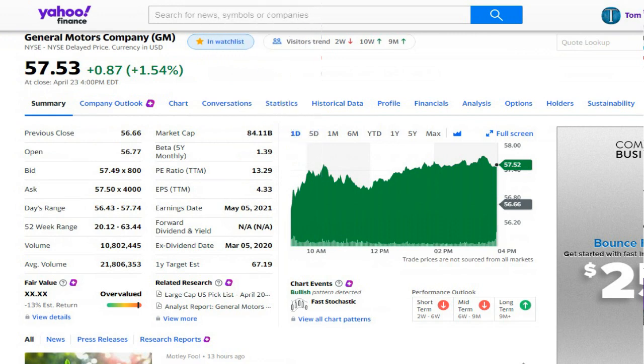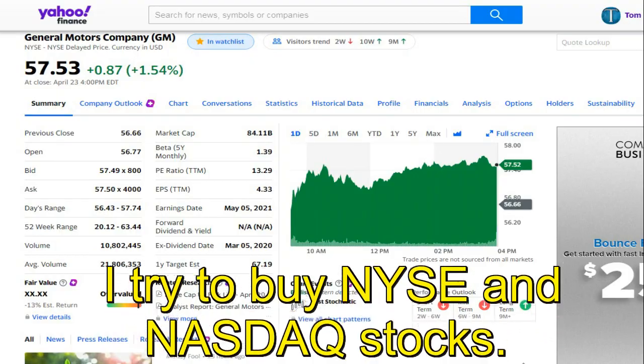Let's move on to the next stock, General Motors. We've heard of General Motors. GM is the symbol.